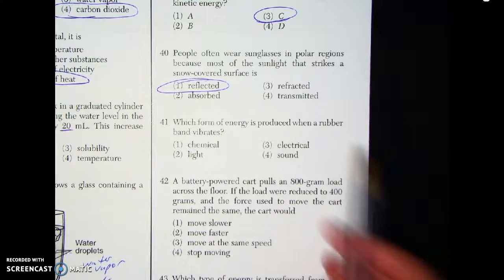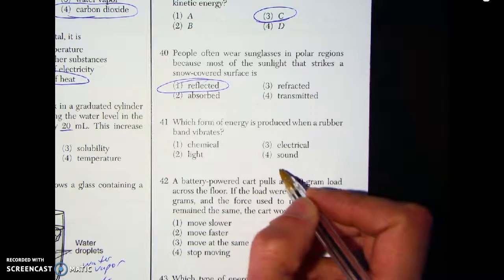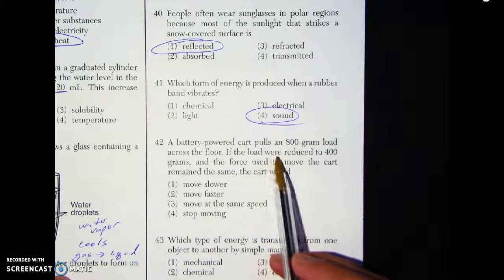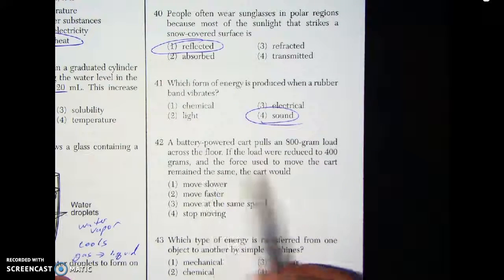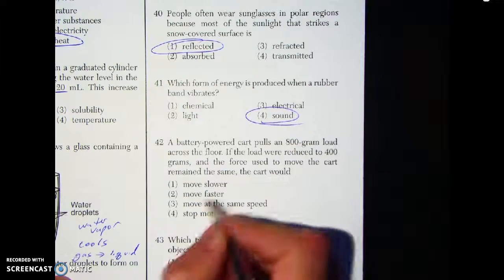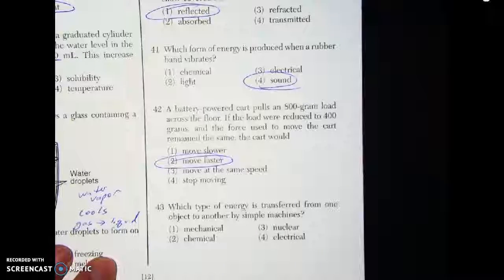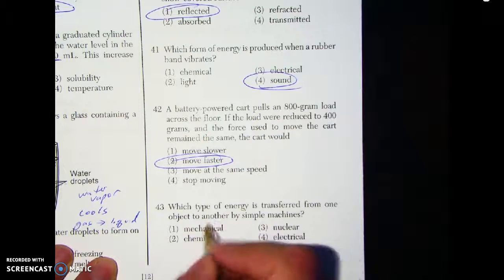When rubber bands vibrate, for this one, that's going to be sound. You can hear that sound. Here we have an 800 gram load across the floor. If the load were reduced to 400 grams and the force used to move the cart remained the same, the cart is going to move faster. For 43, the type of energy transferred from one object to another by simple machines would be mechanical energy. It's mechanical, and we only have 2 questions left.